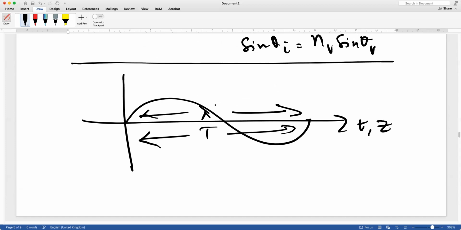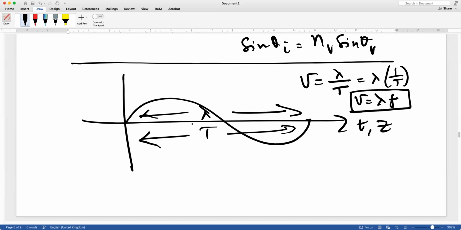Now when we say that velocity can be calculated by the distance traveled divided by the time, we know that this can be written as lambda times 1 over capital T. This 1 over T is the f. So v can be written as lambda f. This is not a memorizing formula. This can be understood from the wave nature.